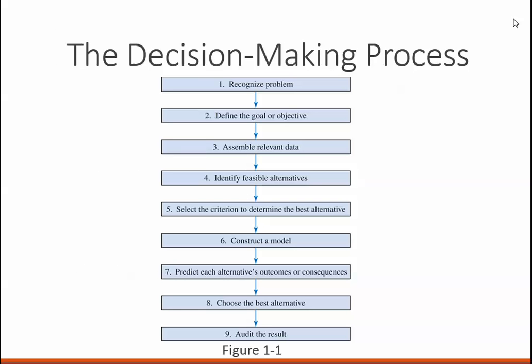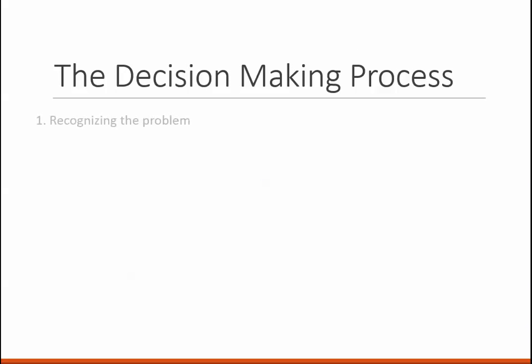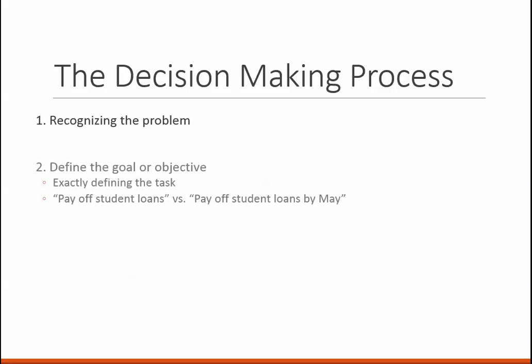Okay, now let's talk about the decision-making process. So first, recognize the problem. Next, define the goal or objective. Third, assemble relevant data. Fourth, identify feasible alternatives. Then select the criterion to determine the best alternative. Construct a model. Predict each alternative's outcomes or consequences. Choose the best alternative and audit the result. So here, I could talk about this in further detail. I'm going to keep it brief.